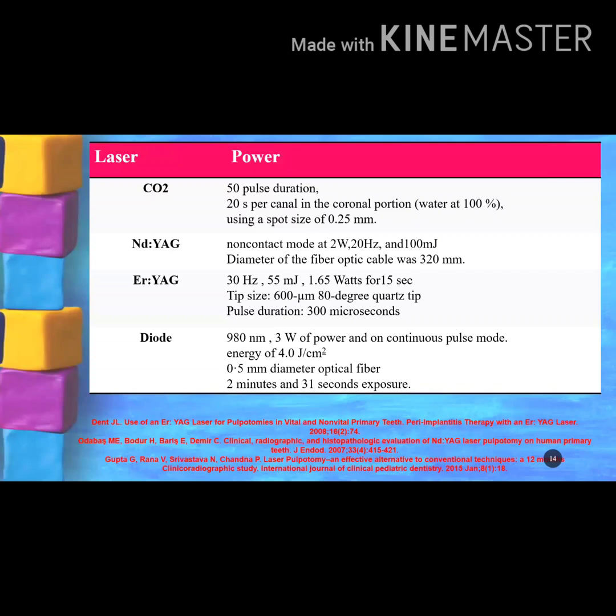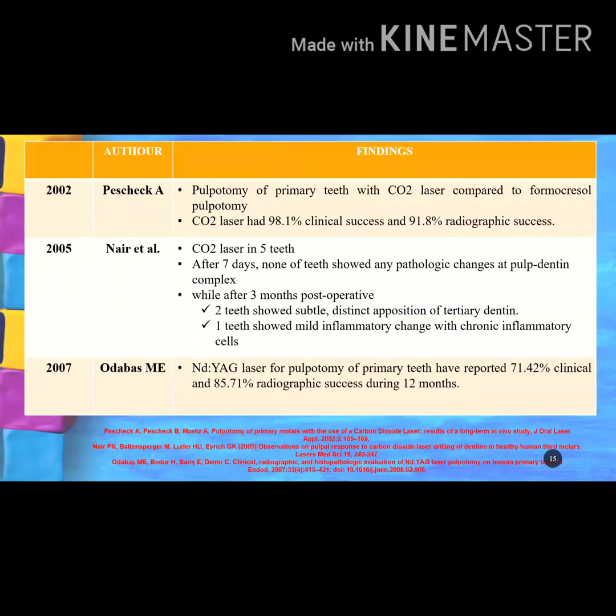And the diode laser is used with a 980 nanometer wavelength, and 3 volt, and energy should be 4.0 joule per centimeter square, and the diameter of the fiber should be 0.5 for 2 minutes and 30 seconds. Now literatures. Paschek et al.